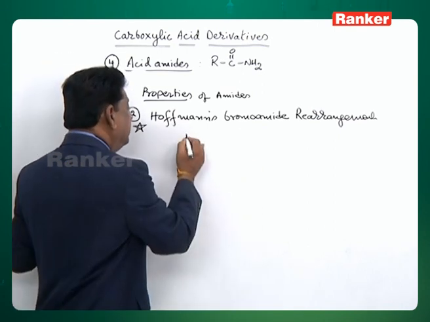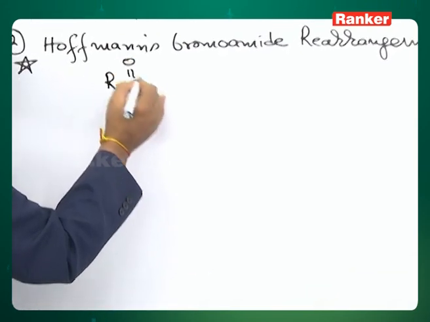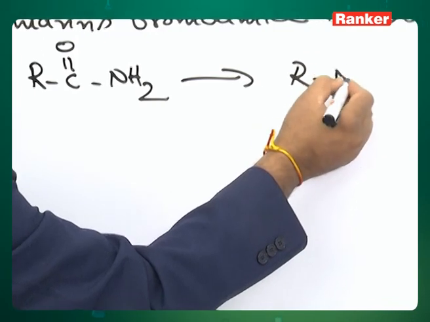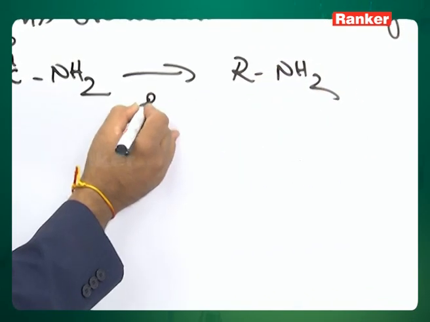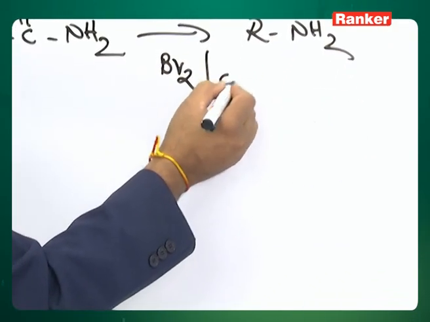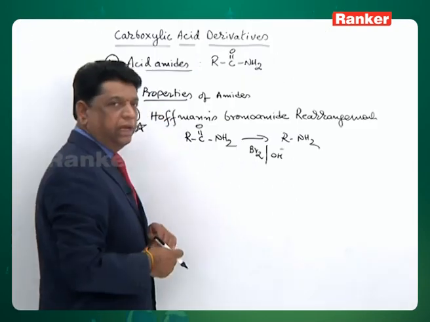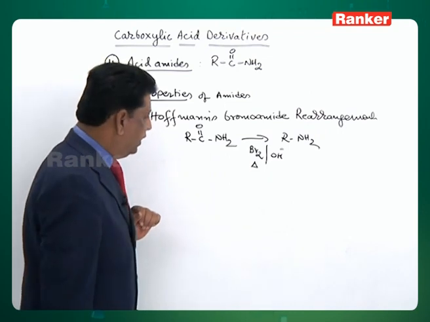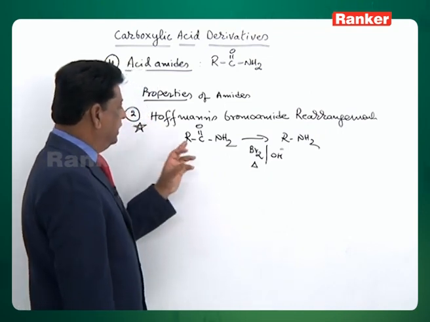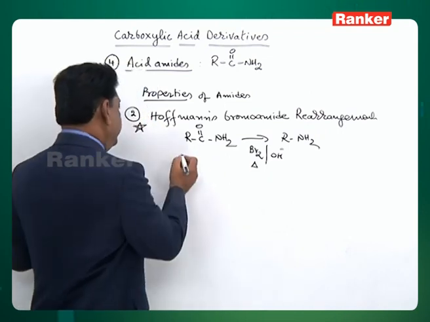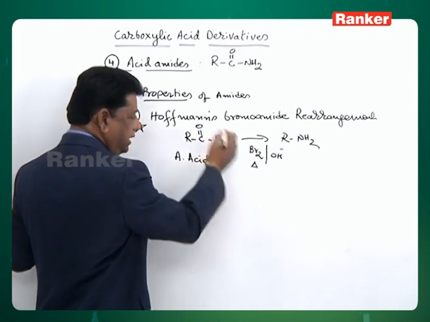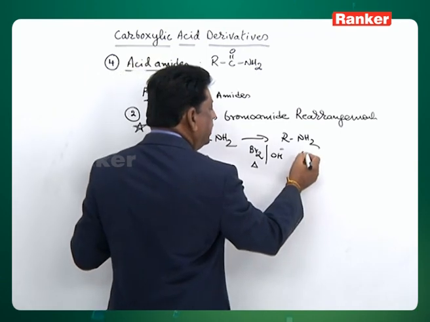In this reaction, RCONH2 is converted into RNH2 with the help of bromine and some base like sodium hydroxide or potassium hydroxide, and you have to heat for some time also. This is the main reaction. An amide converts into an amine. This is an acid amide, called acid amide in general. This is called a 1 degree amine.